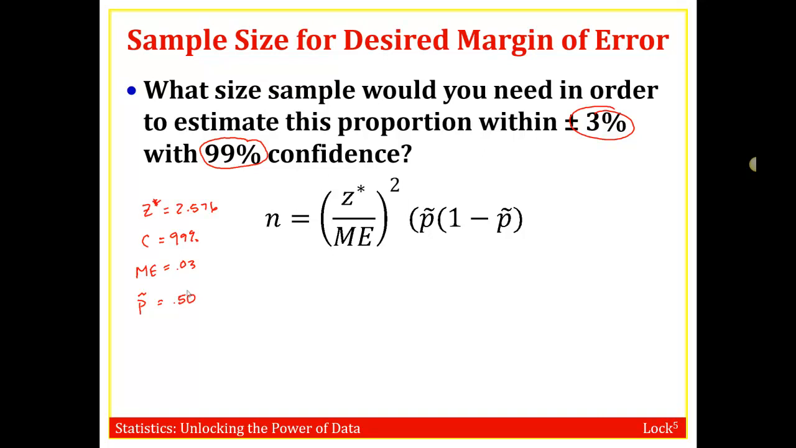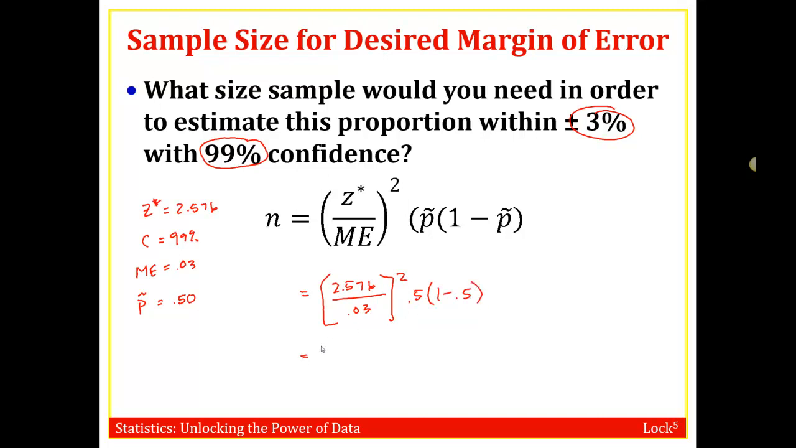Now, one thing that sometimes students kind of confuse here is a lot of times we talk about alpha being 0.05, and this value here is 0.5. So just make sure you're aware that this is 50%, not 5% that we're looking at here. Now I can plug everything in. So I'm going to have 2.576 divided by 0.03. That quantity squared times 0.5 times 1 minus 0.5.